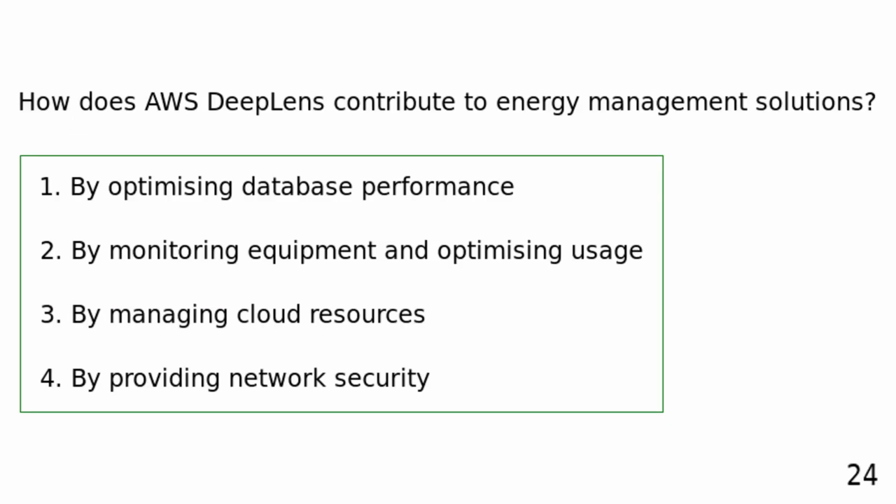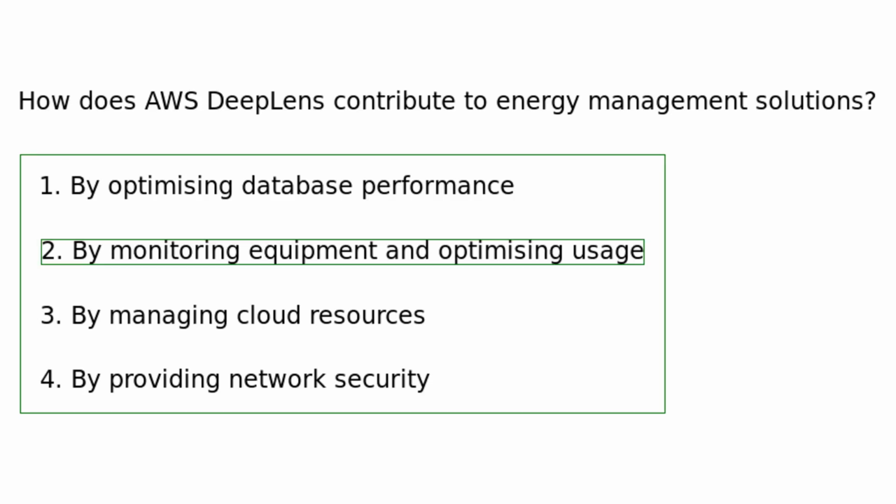How does AWS DeepLens contribute to energy management solutions? By optimizing database performance. By monitoring equipment and optimizing usage. By managing cloud resources. By providing network security. AWS DeepLens can monitor equipment and optimize energy usage through real-time data analysis, contributing to efficient energy management solutions.